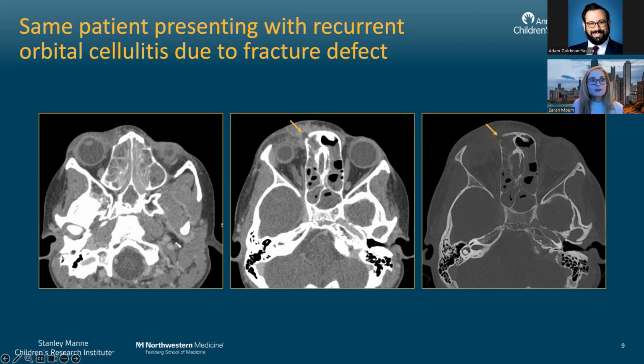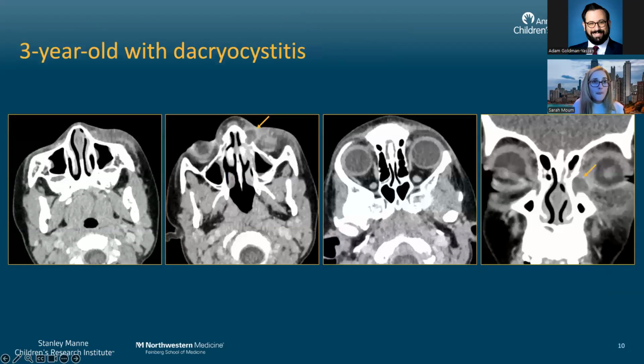So this patient was treated again with antibiotics. And I think they're currently actually in the process of being planned for surgery to fix that definitively.